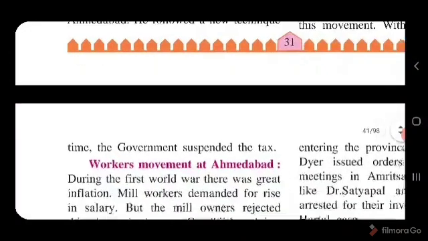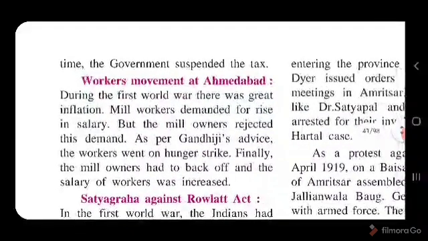Now, this is the second Satyagraha, and then another is the workers movement at Ahmedabad, the mill workers Satyagraha. During the First World War, there was a great inflation. Mill workers demanded a rise in salary, but the mill owners rejected this demand. As per Gandhiji's advice, the workers went on hunger strike. Finally, the mill owners had to back off and the salary of workers was increased.